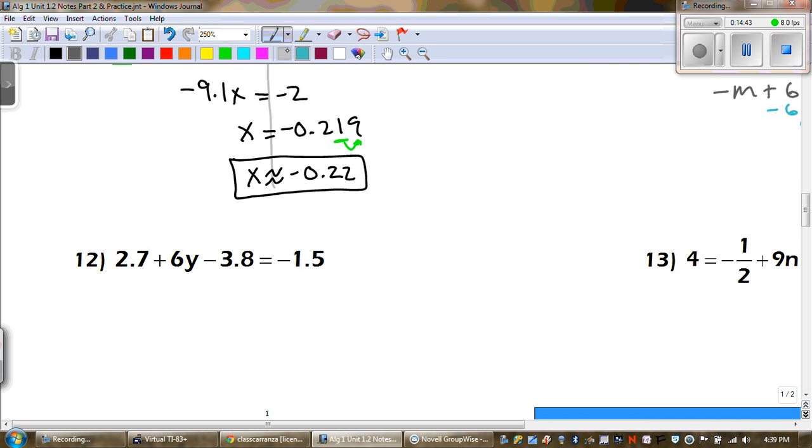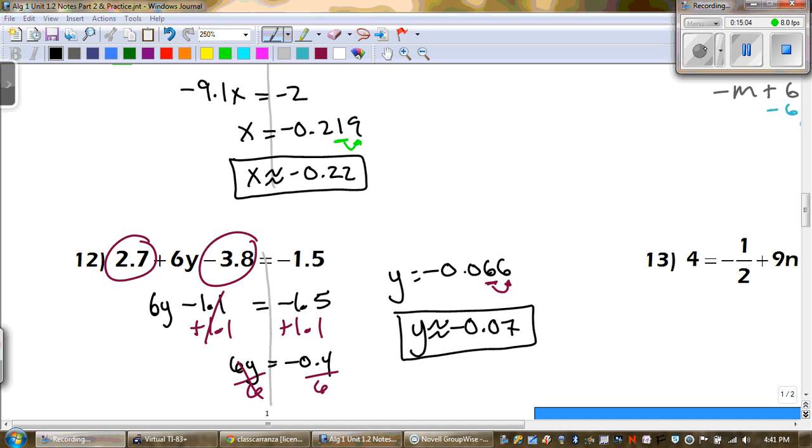All right, number 12, why don't you guys pause the video and see if you can do that one all by yourself. Combine like terms, and then follow SADMAP, I'm sorry. Okay, so go ahead and pause the video, and good luck. Okay, so there's all the work, and after you round it to the second decimal, it changes to negative 0.07.